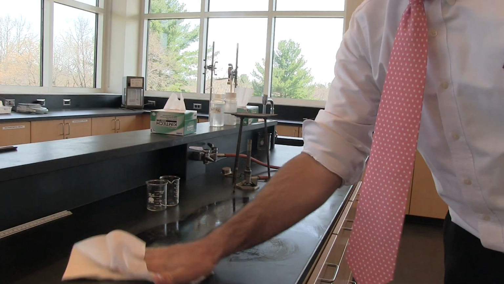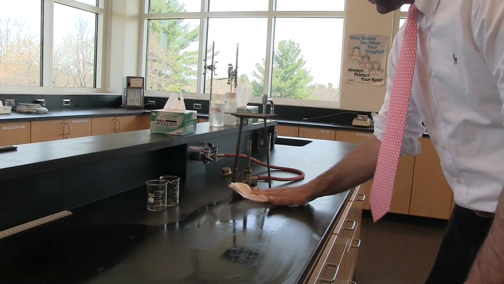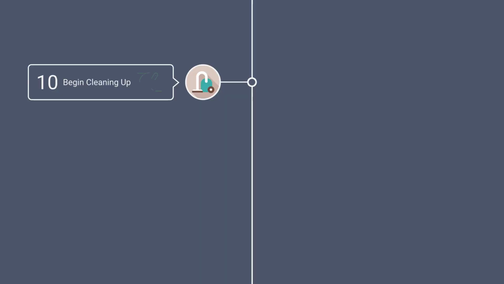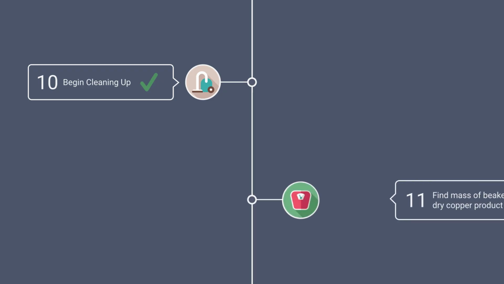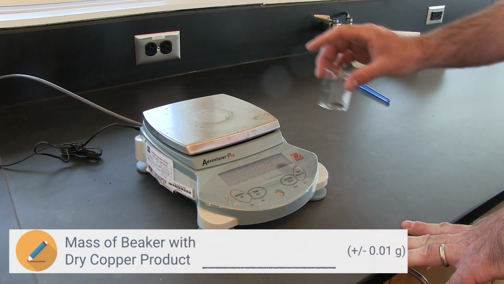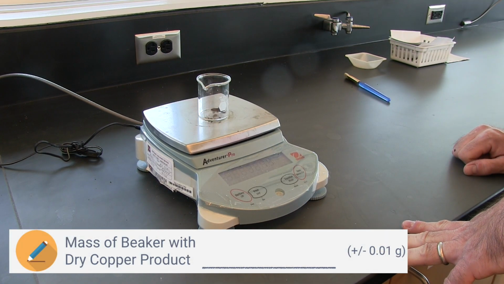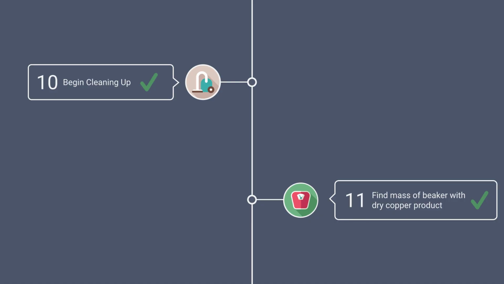You can also tidy up your bench by using a paper towel to wipe it down. After 5 minutes, your copper should be dry. Remove the beaker from the hot plate. Don't worry, you can use your hands. The top of the beaker isn't that hot. And using the balance, find the mass of the beaker with the dry solid copper product.